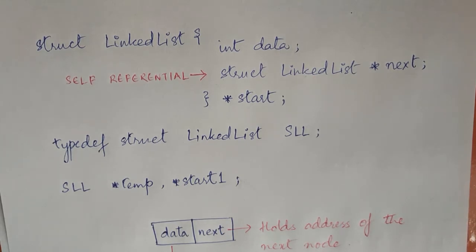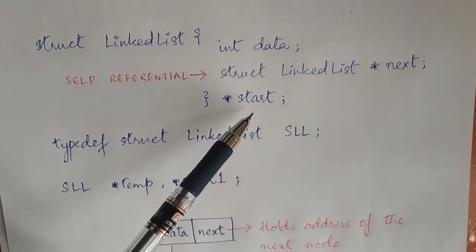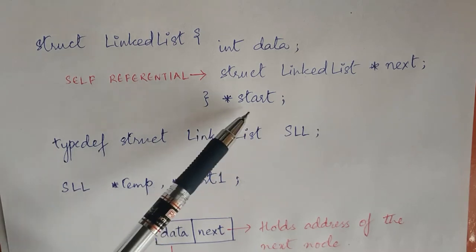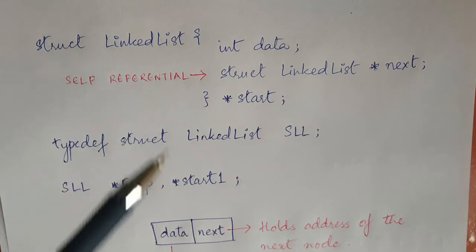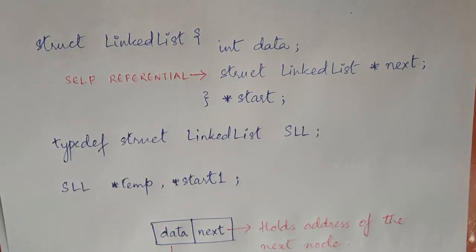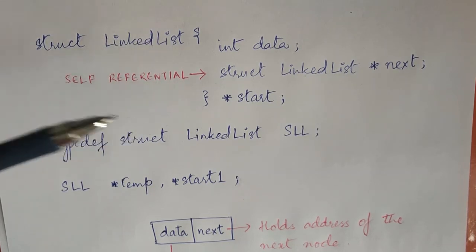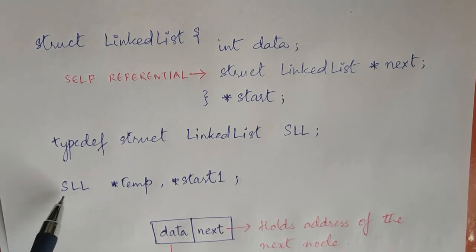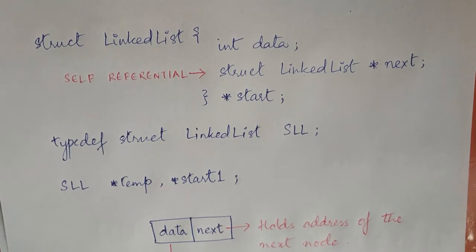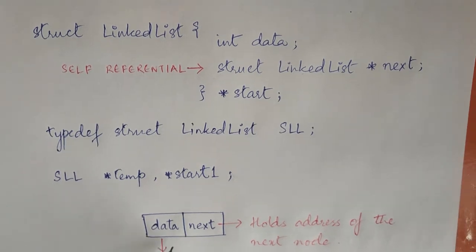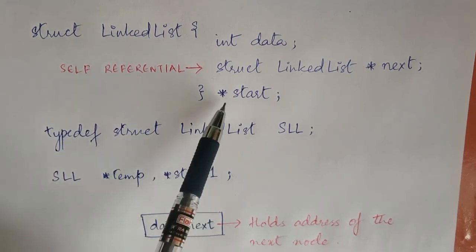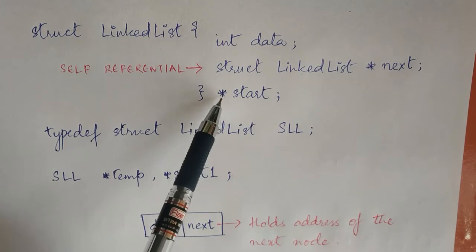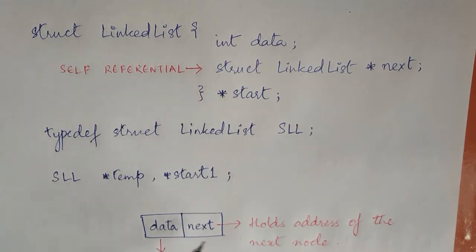By doing this, I have not yet created a node for a linked list. I have just defined the structure of the node. And what is this? This is not a node. It is a pointer of type linked list. So you have to understand the difference between a structure variable and a structure pointer. When I create a structure variable, if I say X is a variable of type structure singly linked list, X will look like this, data and next field.